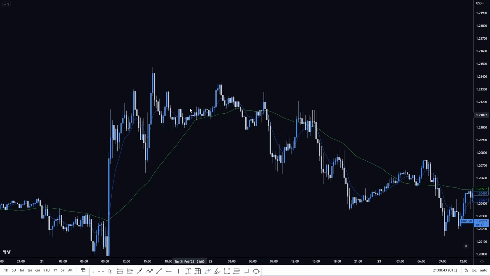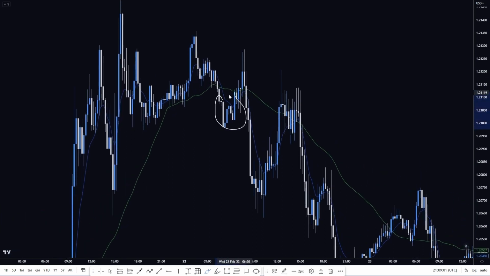But we're not looking at how price action responds to the trend line. What we're looking at is how one indicator responds to another indicator. So then what do we see? The 9 EMA crosses back over here, and now it begins the downtrend. So at this point, you can see that the downtrend starts.